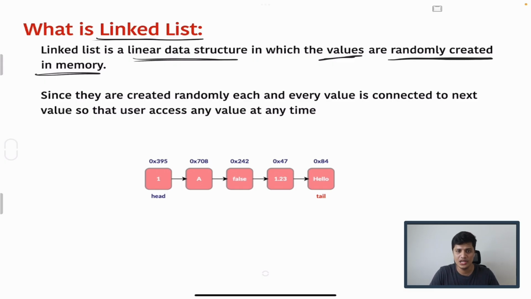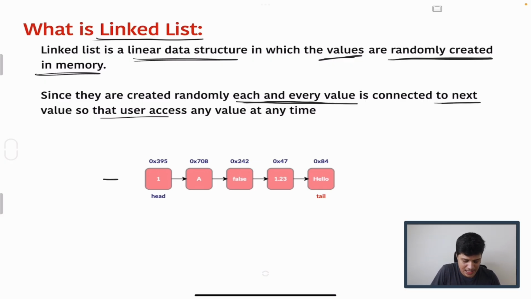Since they are created at random memory locations, we might need access to those values in our implementation. To get access to those values, each and every value will have a specific link or connection with the next value that we have inside the linked list.